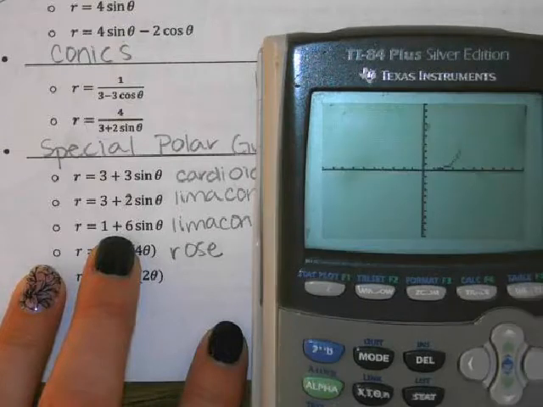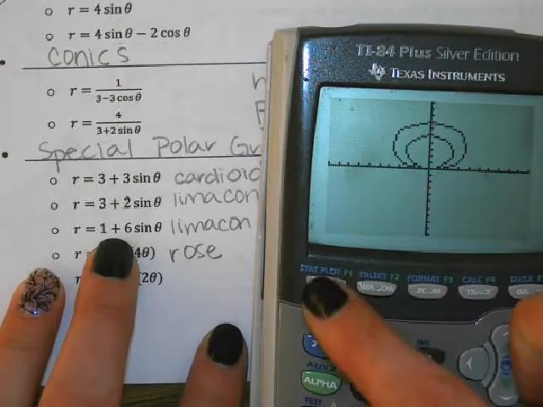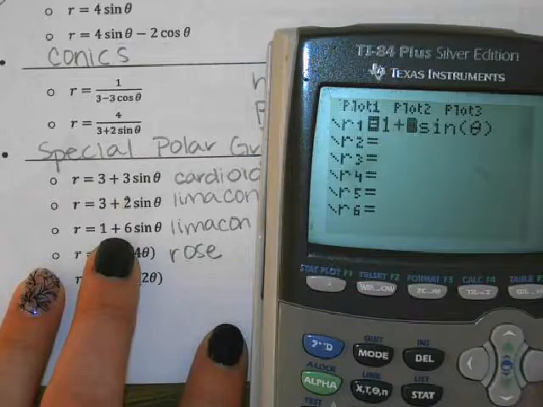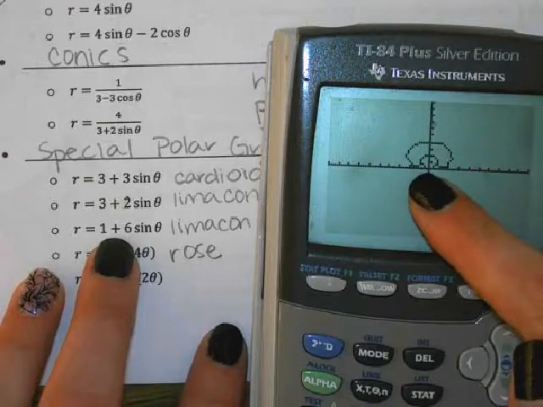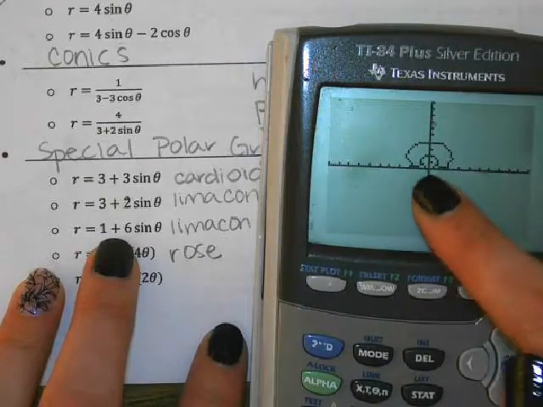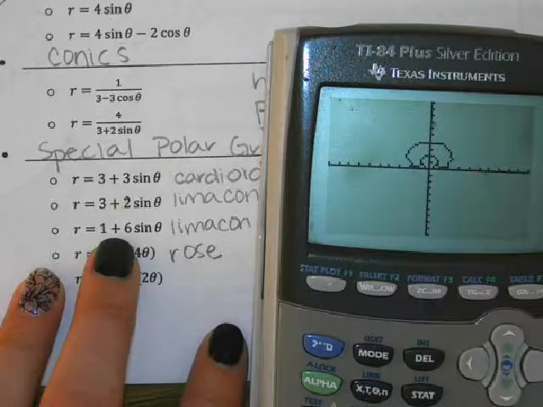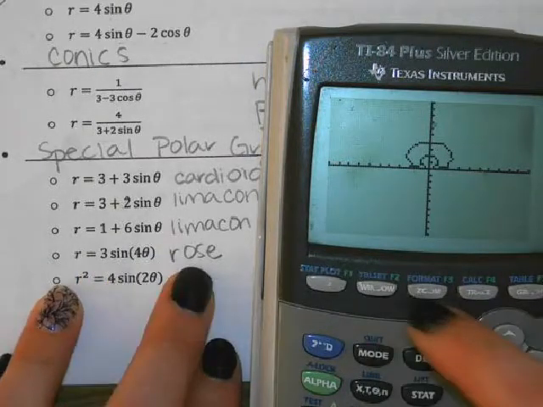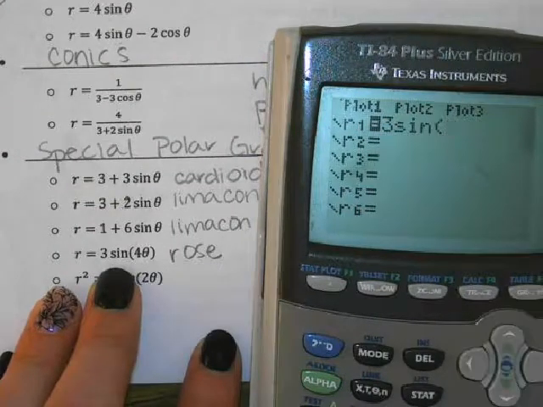And then if I do the next one, you can see it makes that loop. If I make the numbers closer together, you can see how not only does the overall shape get smaller, but that loop got smaller. Can you guys see that? All right, the next one, let's go ahead and do the roses. So 3 sine of 4 theta.